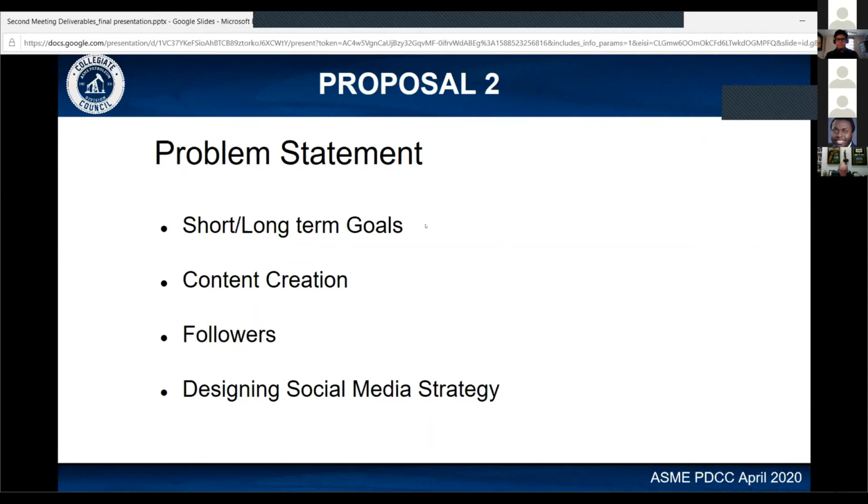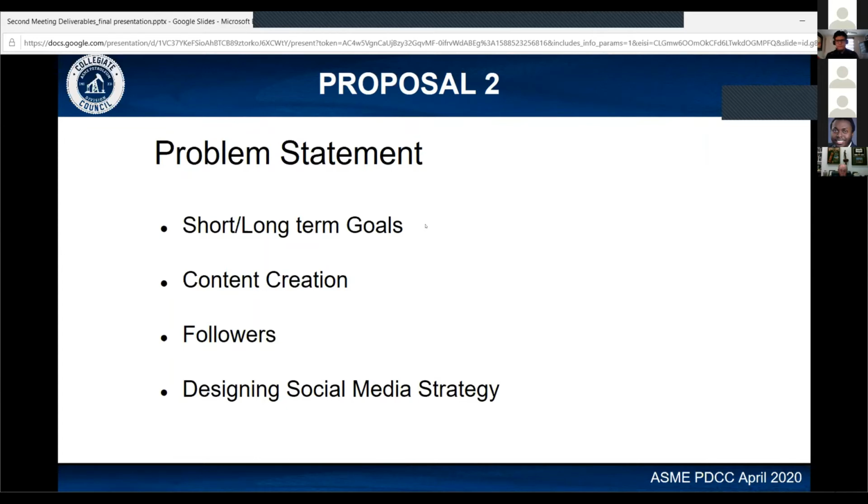So I set 4 criteria for myself, which was short-term and long-term goals, content creation, followers, and designing a social media strategy. So in terms of short-term goals, we wanted a company that would work with us on a short-term basis or long-term basis, depending on what we wanted. So Thrive was a company that was willing to work with us for a month, 2 months.